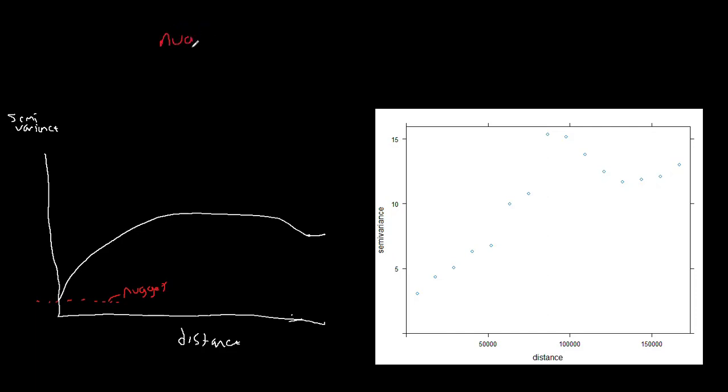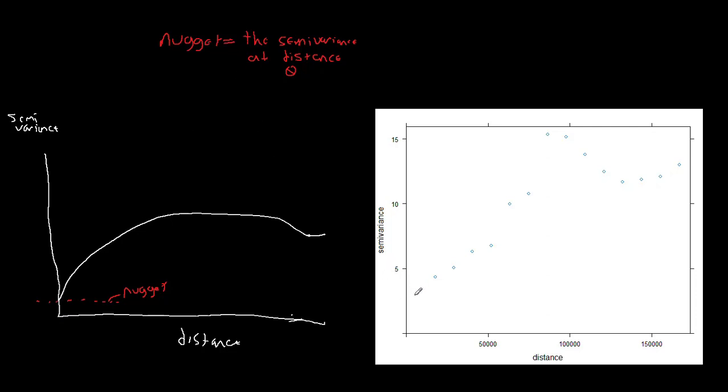So the nugget is the semivariance at distance 0. Right, you can see that here based on the drawing, right? At distance 0, the semivariance isn't necessarily going to be 0. So any semivariance you have at distance 0, we call that the nugget.